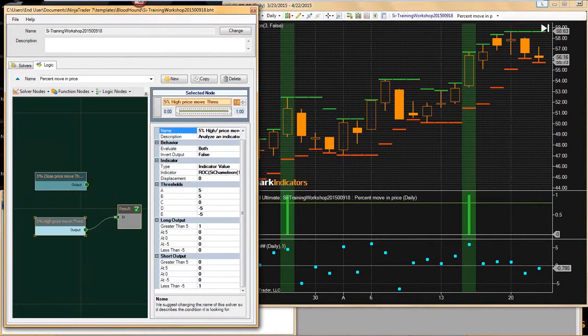So actually, this is not just the high. This is actually the high or the low. All right, high or low, 5% high or low price move. There we go. I'll just rename that.